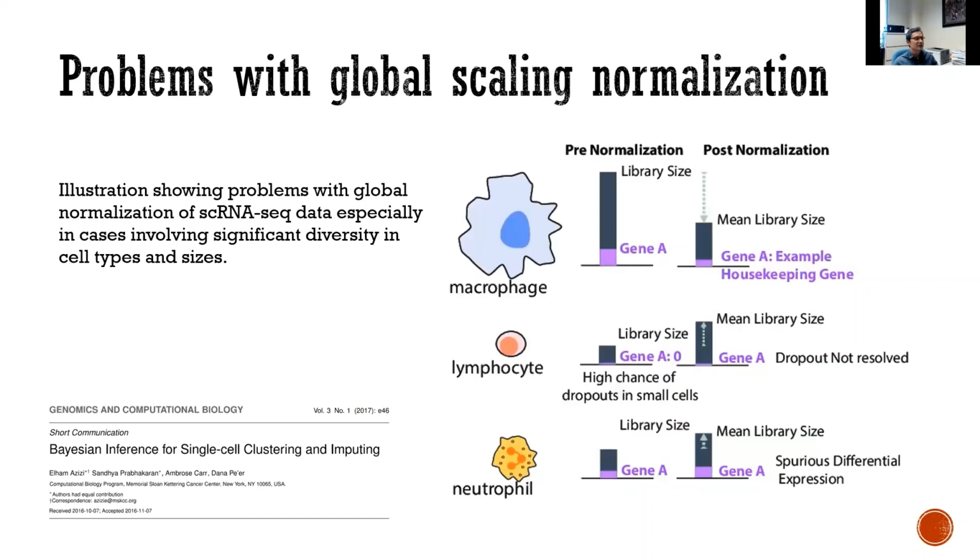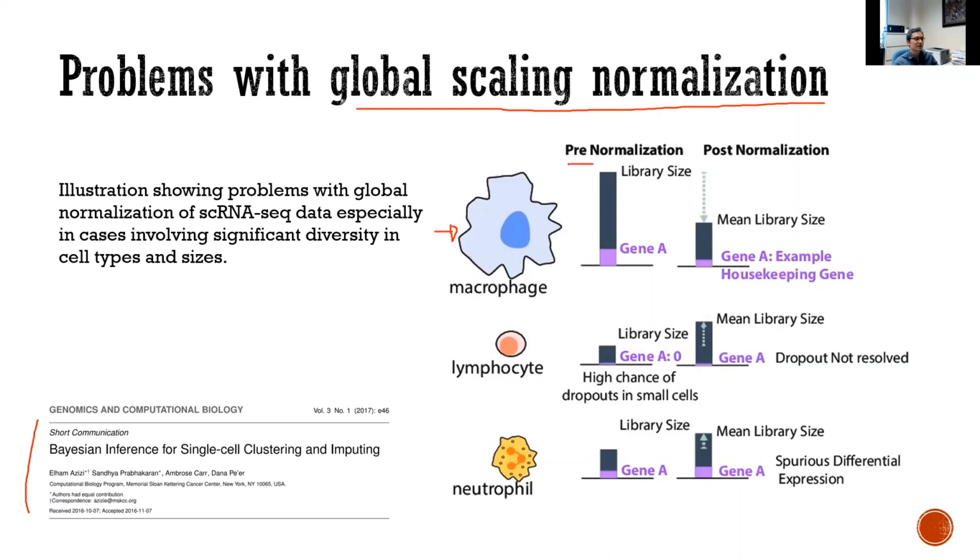single-cell RNA-seq analysis. What's the problem with global scaling normalization? The problem has been illustrated in this paper. Assume we have different types of cells, and for example, macrophages are much larger than lymphocytes and neutrophils. Then the assumption of library size equality, uniformly distributed across all the cell types, will not hold in this situation.